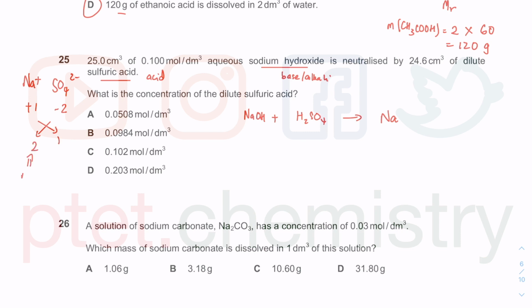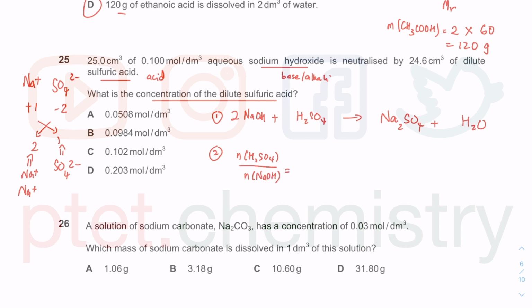So what this means is Na plus, you need 2 of Na plus to balance out the charge of 1 SO4 2 minus. So Na2SO4, and then H2O, and you need 2 NaOH to balance the equation. That's going to be your first step when the equation is not given. You want the concentration of the dilute sulfuric acid. So I will set up my mole ratio. The mole of sulfuric acid is to the mole of sodium hydroxide. 1 mole of sulfuric acid reacts with 2 mole of NaOH. Because there's 2 H plus in here, you need 2 OH minus, of which 1 NaOH can only give you 1 OH minus.